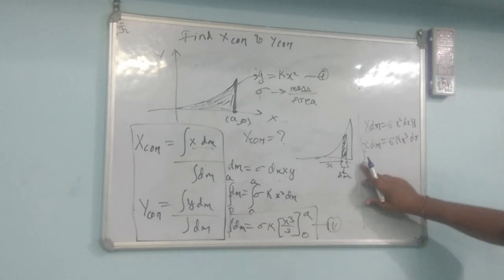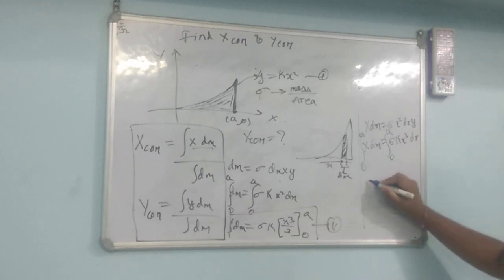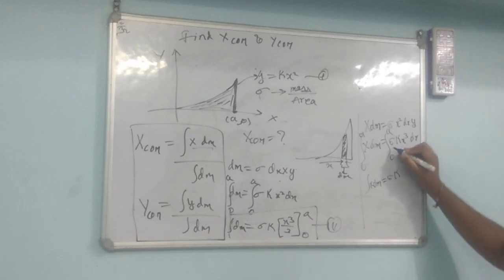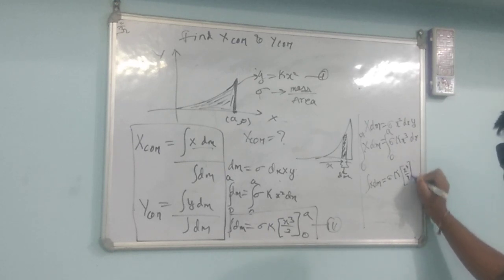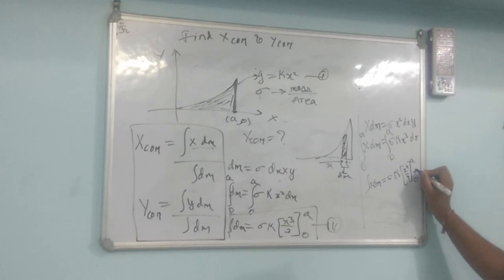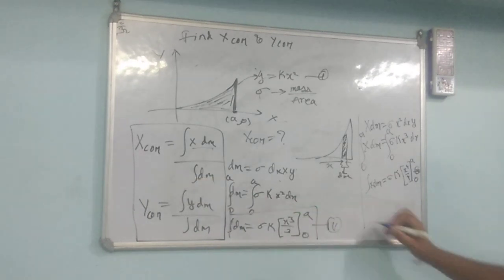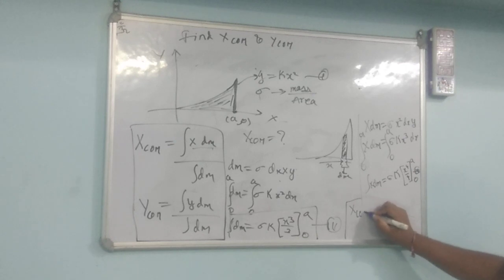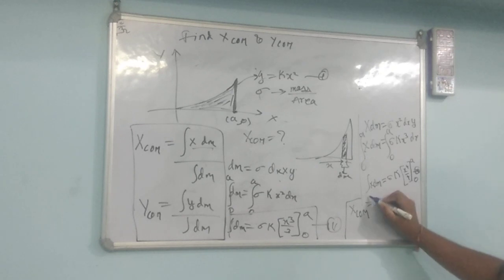Integrating it from 0 to a, we get sigma k, which is constant, so it will come out, and the integration of x cube is x to the power 4 by 4. So from 2 and 3 we can find x center of mass. So let's write it here. So x center of mass is equal to this, meaning we will do 3 divided by 2.